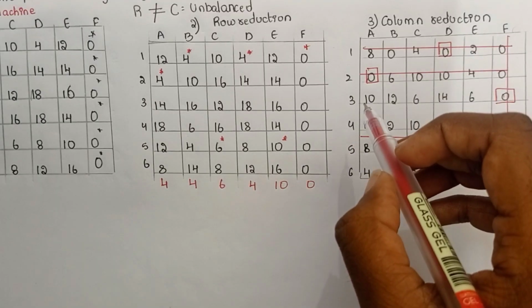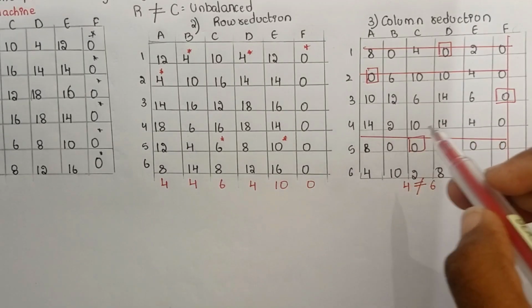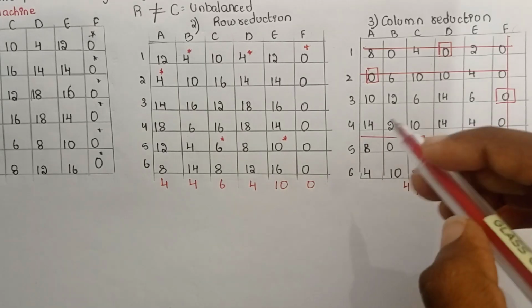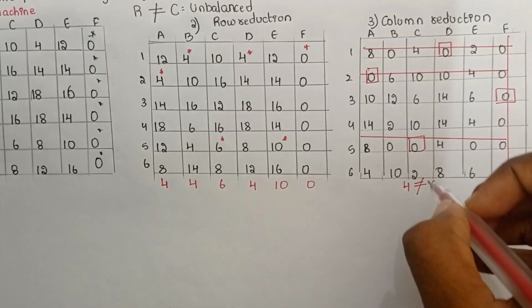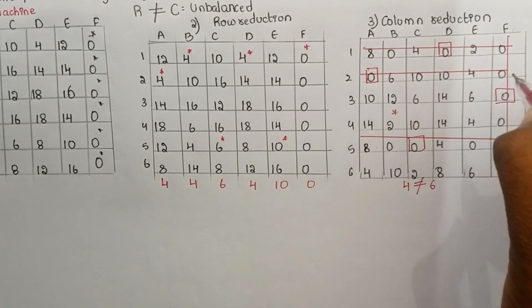So the left out values are 10, 12, 6, 14, 6, 14, 2, 10, 14, 4, 4, 10, 2, 8 and 6. So among these values we have to find out the least value. The least value is 2. We have 2 on both sides. We can select any 2. I will select this 2.